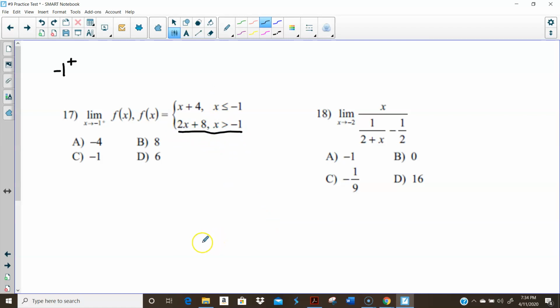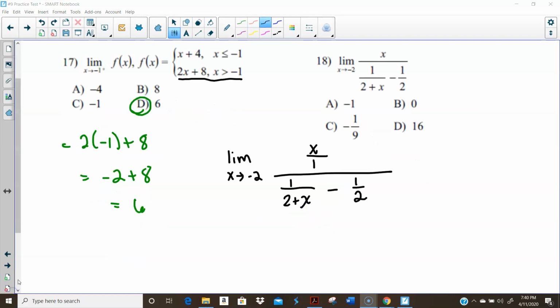So I'll go ahead and just plug in -1 into that bottom piece. So I have 2 times -1 plus 8. That's -2 plus 8, which is equal to 6. The limit is 6.